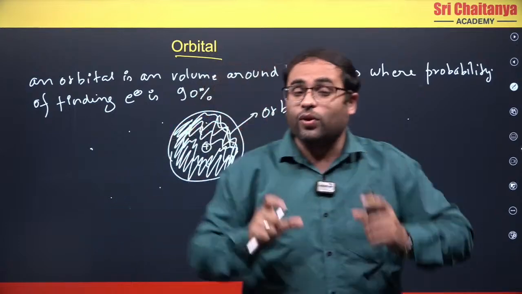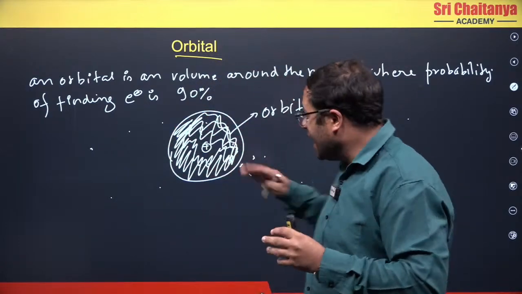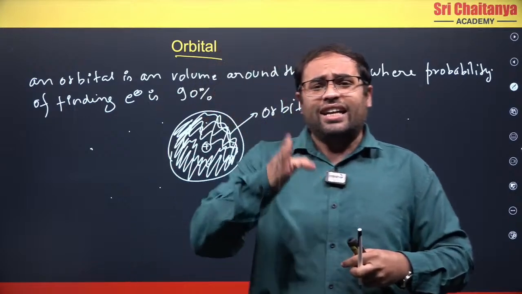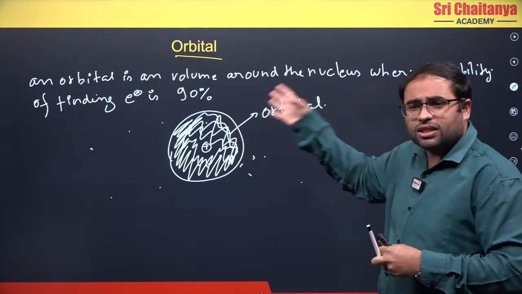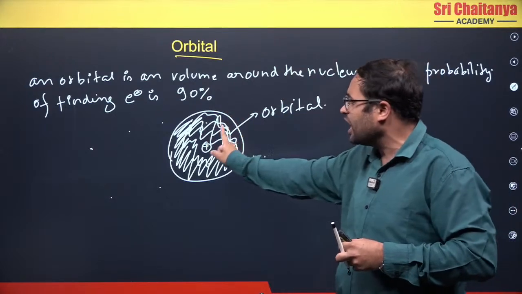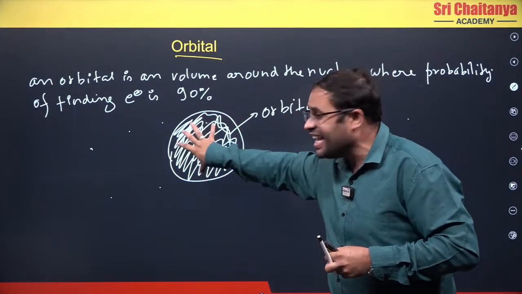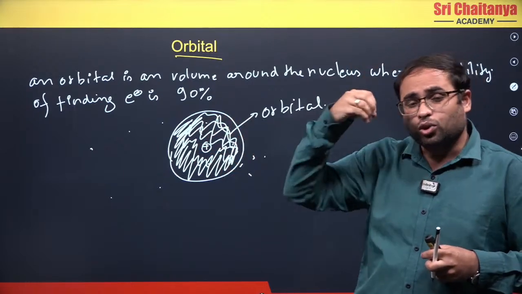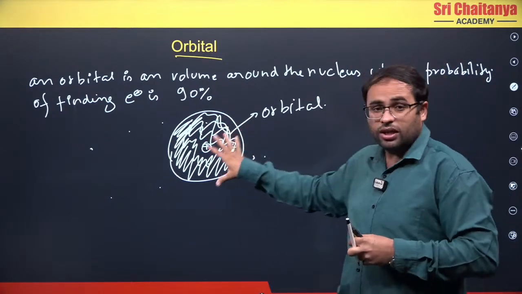If I have a camera which can see the electron, and the electron is moving fast, here and there, and I tell the electron to stop, like the statue game which we play, you will find that 90% of the time the electron will be inside this sphere or this area. So that is what I mean by probable radius.